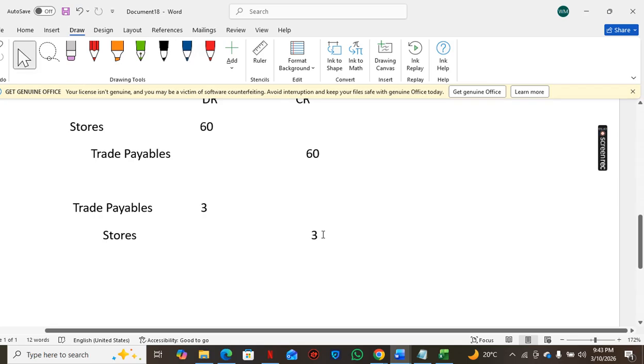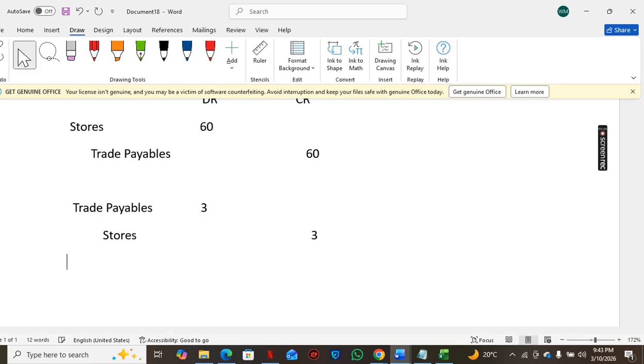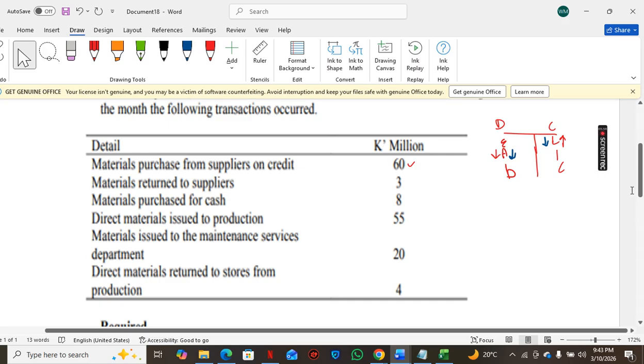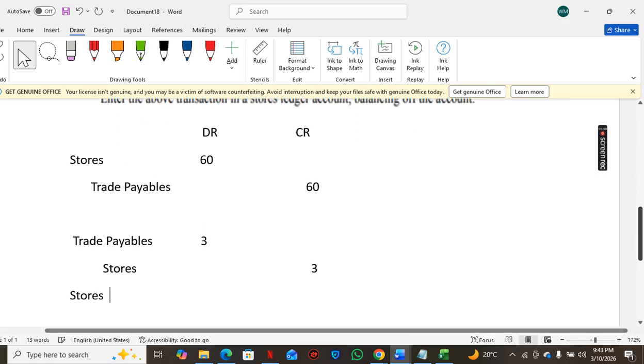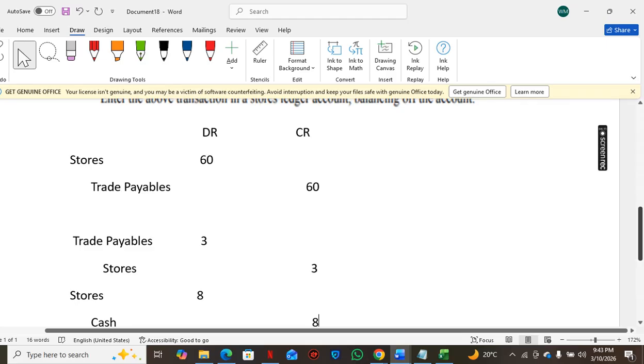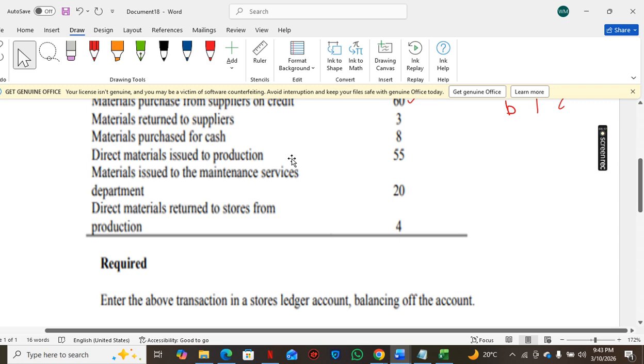So we're going to debit stores $8 million, and we credit cash 8 million. Okay. Next, we got direct materials issued to production.